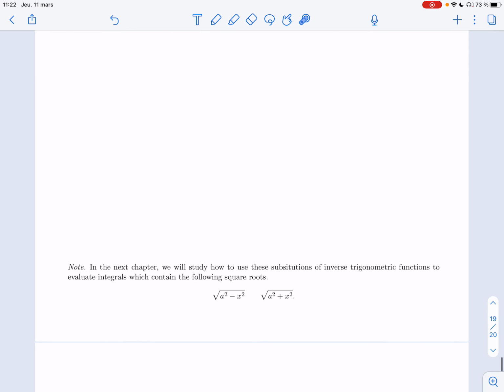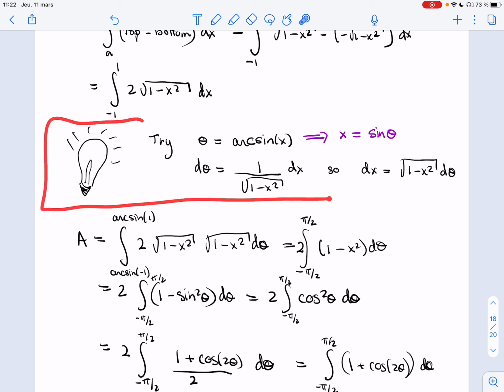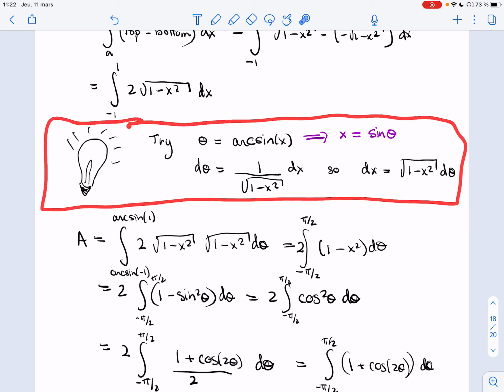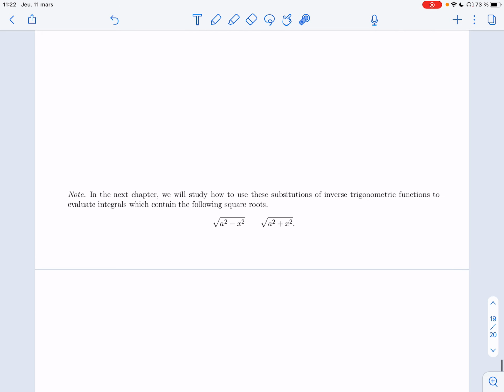Let me say this idea wasn't obvious and it still isn't quite clear when you should use it and how to use it. So that's what we'll spend the next chapter on. In chapter 6, we will study how to use these substitutions of inverse trigonometric functions to evaluate integrals which contain the following roots. We had 1 minus x squared, but we'll use it for a squared minus x squared, and we'll use it for root of a squared plus x squared as well.